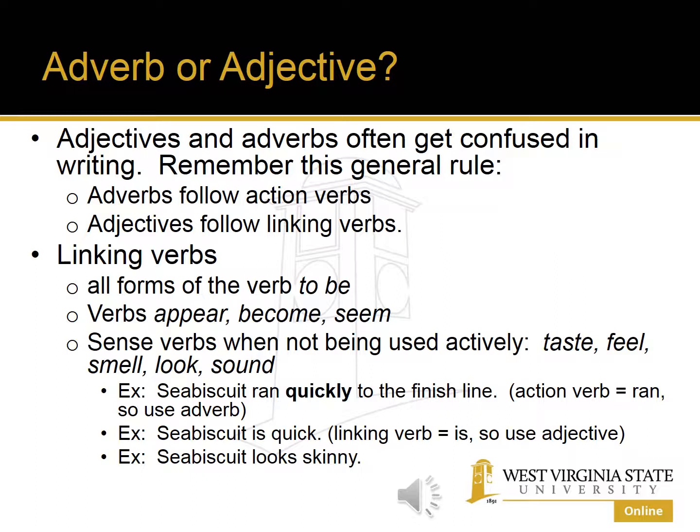So, for example, Seabiscuit ran quickly to the finish line. We have an action verb here, ran, so we use an adverb, quickly. But Seabiscuit is quick. Is is a linking verb, therefore we need an adjective on the other side of the linking verb, quick, not quickly. Or Seabiscuit looks skinny. Looks is a linking verb, so we use the adjective skinny to describe Seabiscuit.